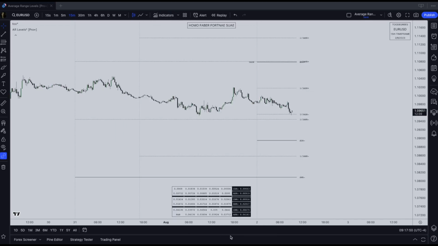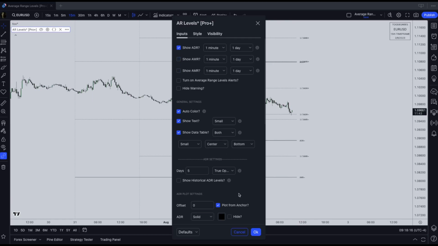I want to show you how I personally use the Average Range Levels Pro Plus. This tool is the advanced version of my Judas and Daily Range Meter, and it builds on top of the ADR concept to have a weekly and a monthly equivalent. But let's start from the ADR first.